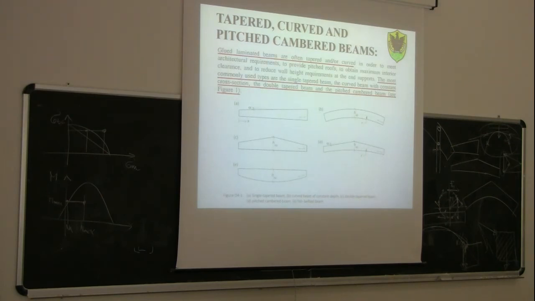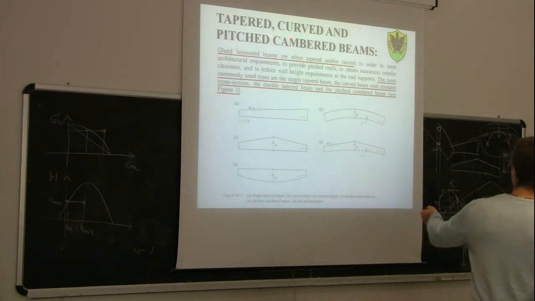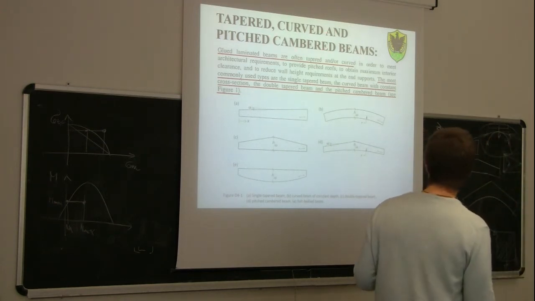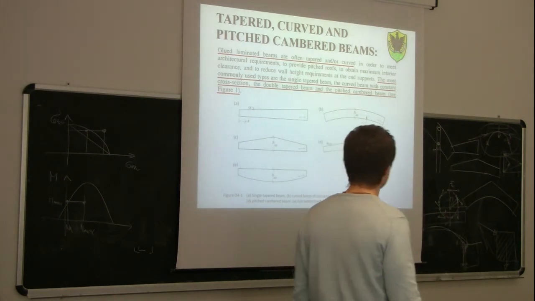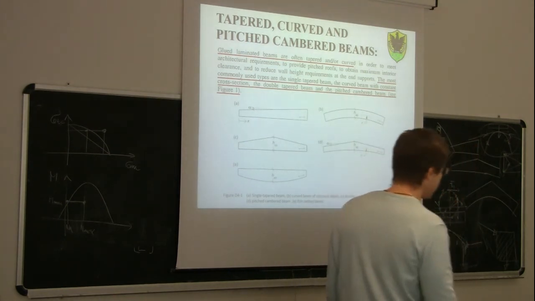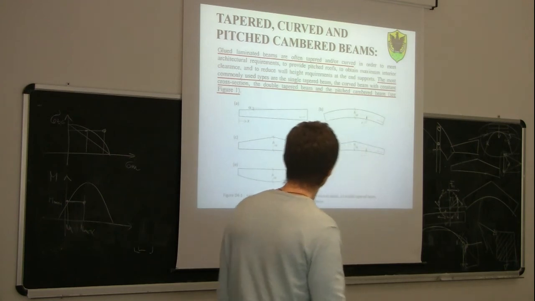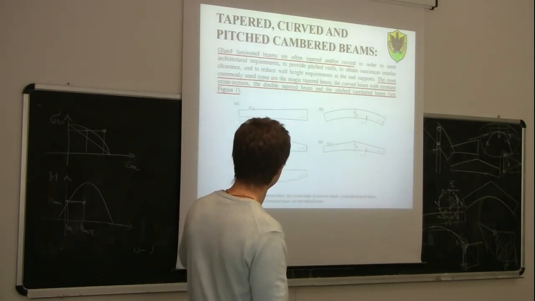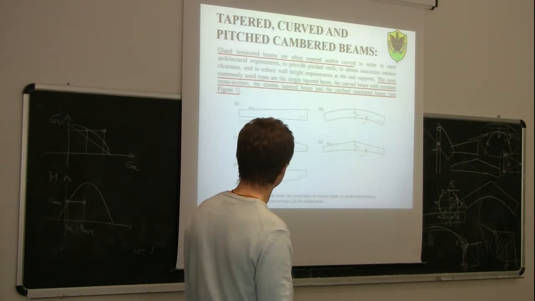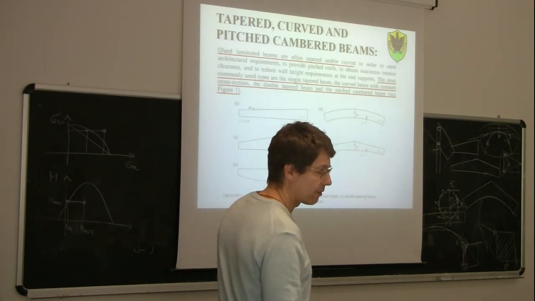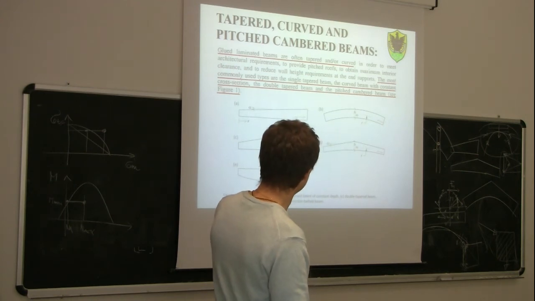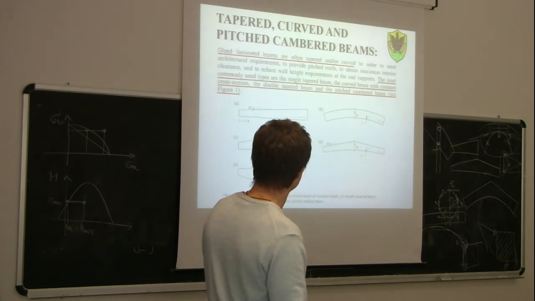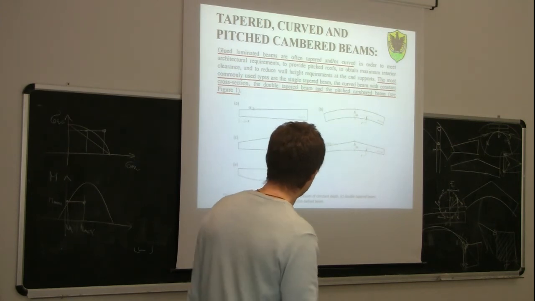Okay, now another important topic concerns taper, curve, and pitch cambered beams. So glue laminated beams are often tapered and/or curved in order to solve some of the architectural problems. Here you can see the most commonly used types. So single taper beams, which are the drawings with A, curved beam with constant cross-section, number B.